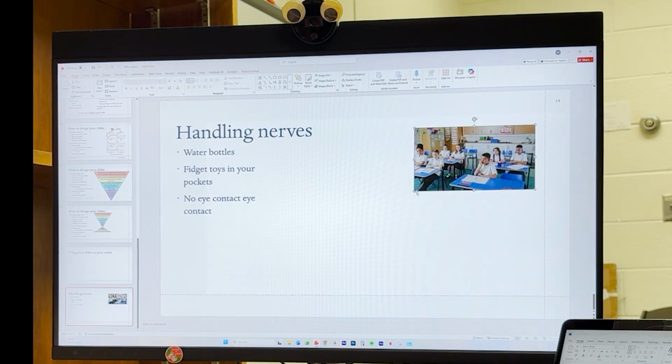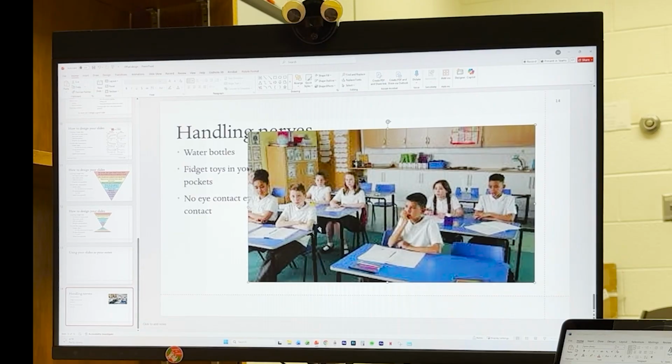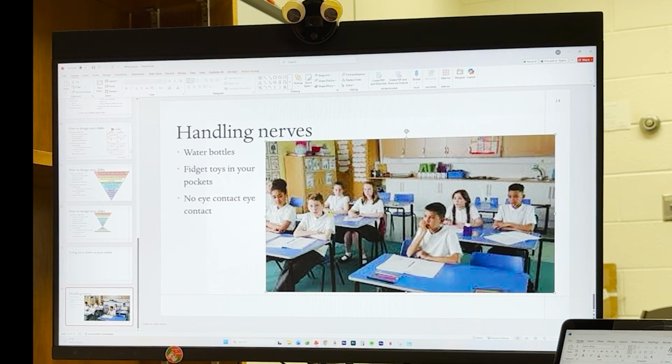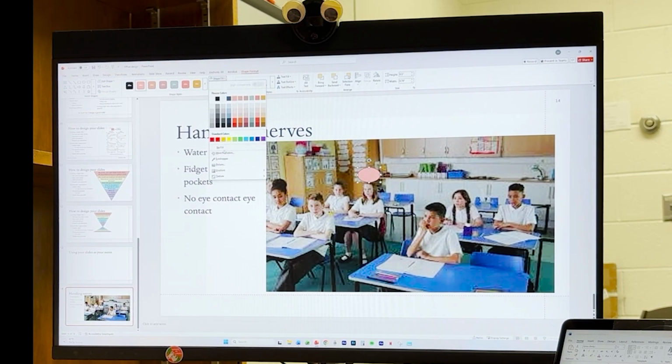So I apologize again for the quality of these images. They are the first ones that I could come up with. If we have a room that looks like this, where we have students who are sitting down, things that I'm going to be doing. Number one, I'm going to be looking at the back of the room.